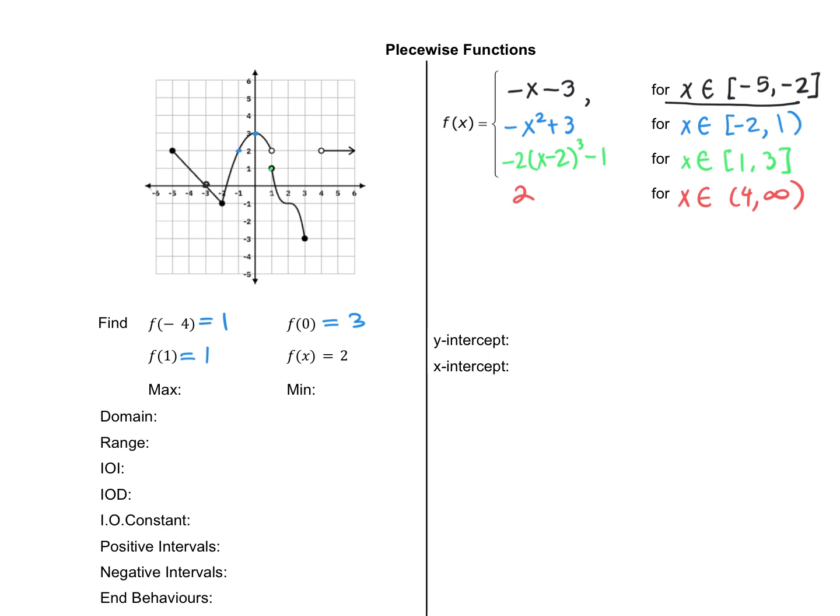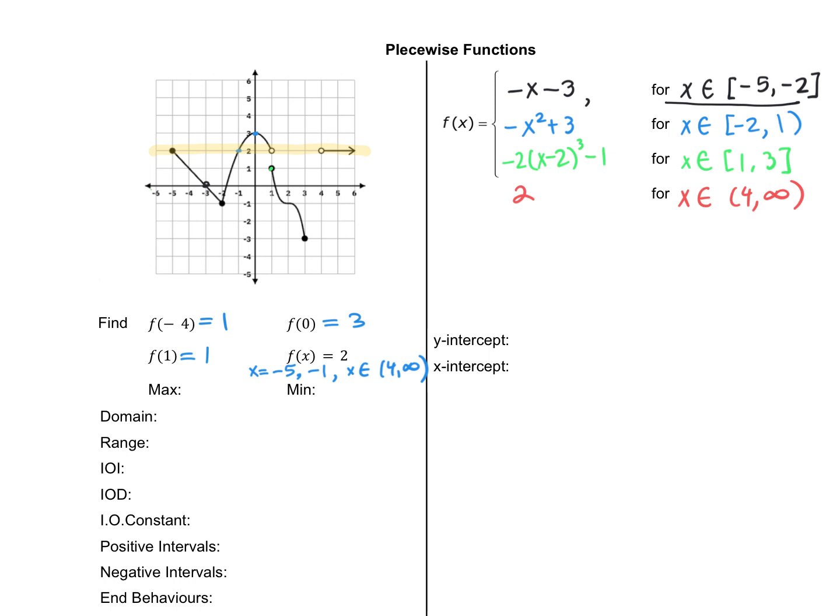For f(x) equals 2, this is now our y value, and we're looking for the x. So I'm just going to highlight this 2 value because there are quite a few options for x. We have x equals -5 when y is 2. We have x equals -1. And we have the whole horizontal line. So I'm going to write that x belongs to 4 to infinity. So we actually have an infinite number of options when f(x) equals 2.